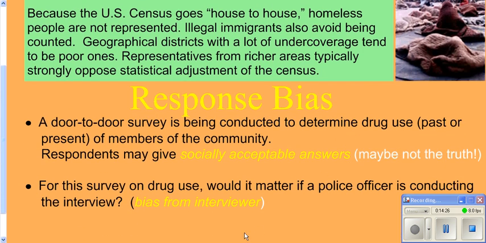And then we also have response bias that we talked about a little bit ago. If you're dealing with drugs, you may not give a certain answer, or if the interviewer is a police officer, you're definitely going to give a different answer than if it was just somebody dressed in normal clothes. And that would be an interviewer bias.